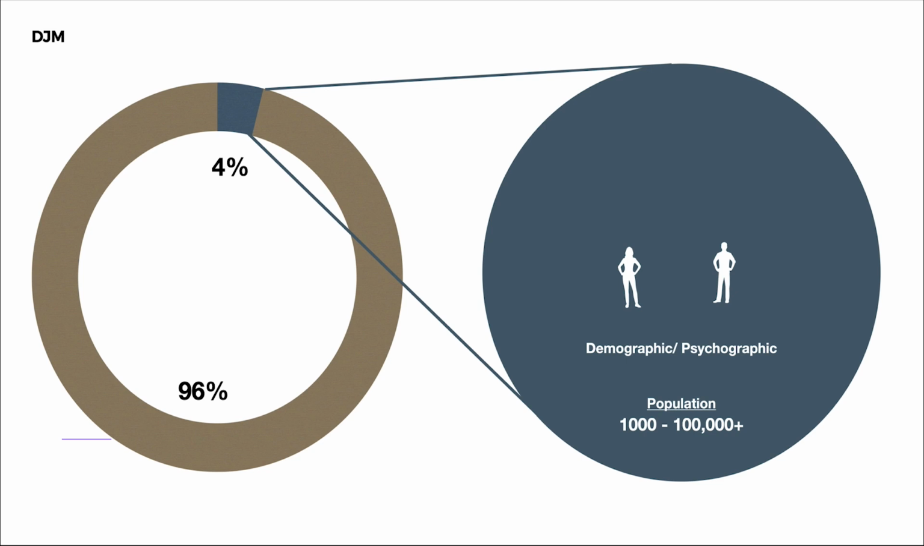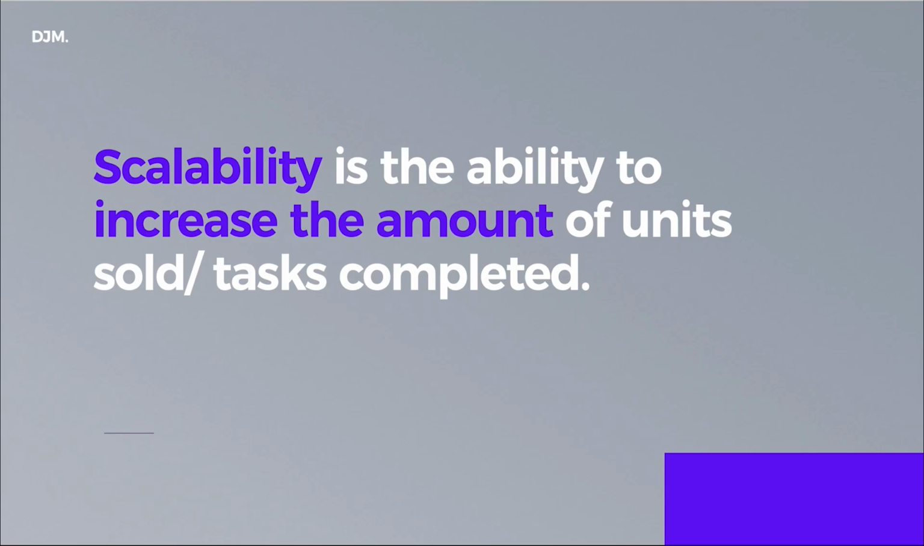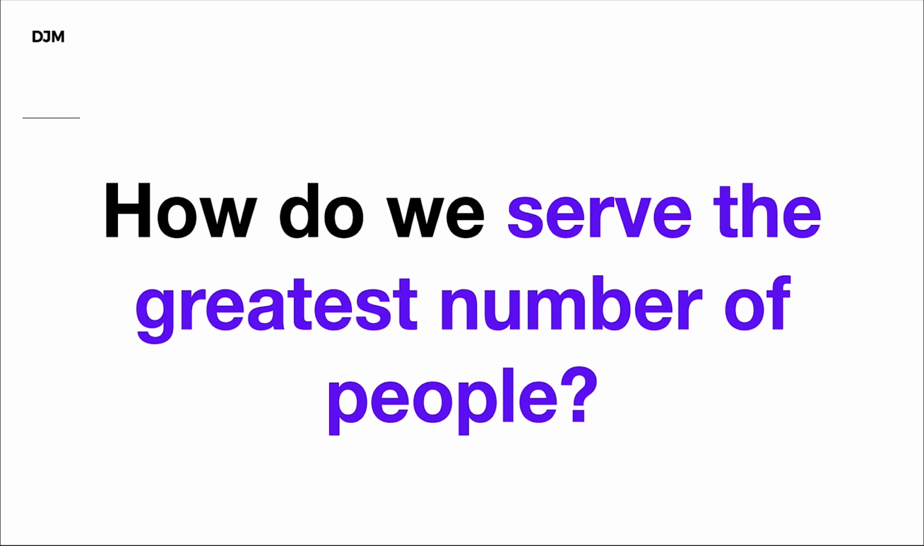in judging not only what actions make them the most money per hour, but also who it is that is paying them the most money. So scalability is the ability to increase the amount of units sold or tasks completed. So how do we serve the greatest number of people?